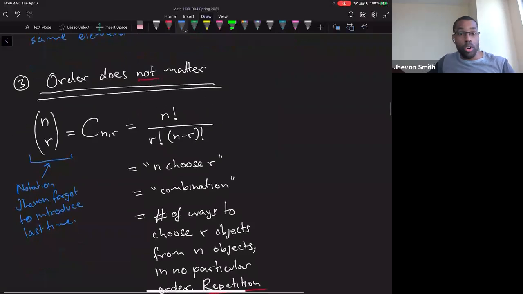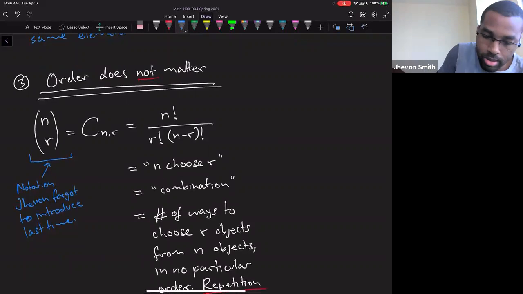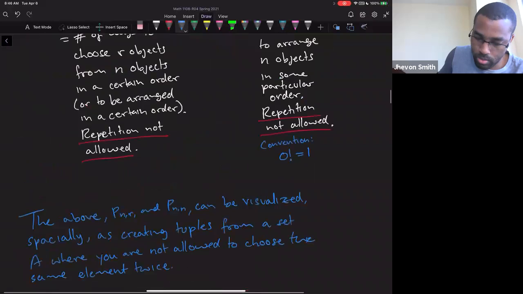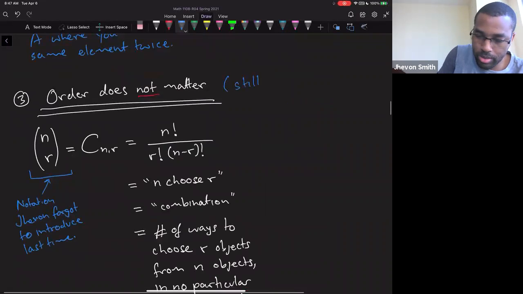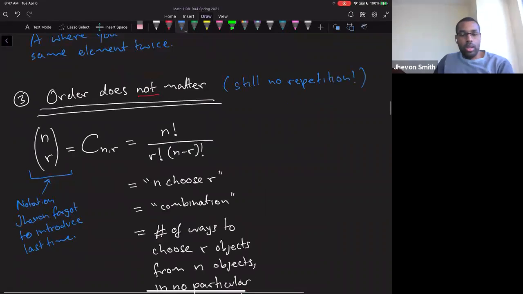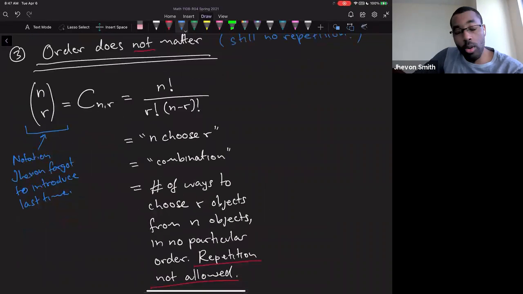Then we have order does not matter, and still no repeats. Repeats is a weird word, repetition. So you want to find the number of ways to choose r objects from n objects in no particular order. Then you do what's called a combination. It's also read n choose r, right? That's how we say it.